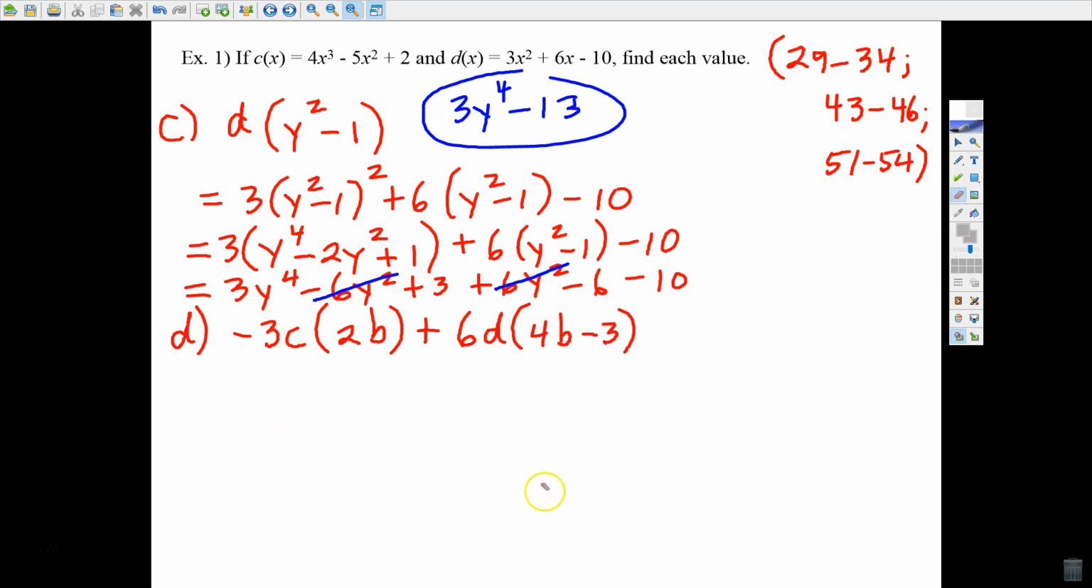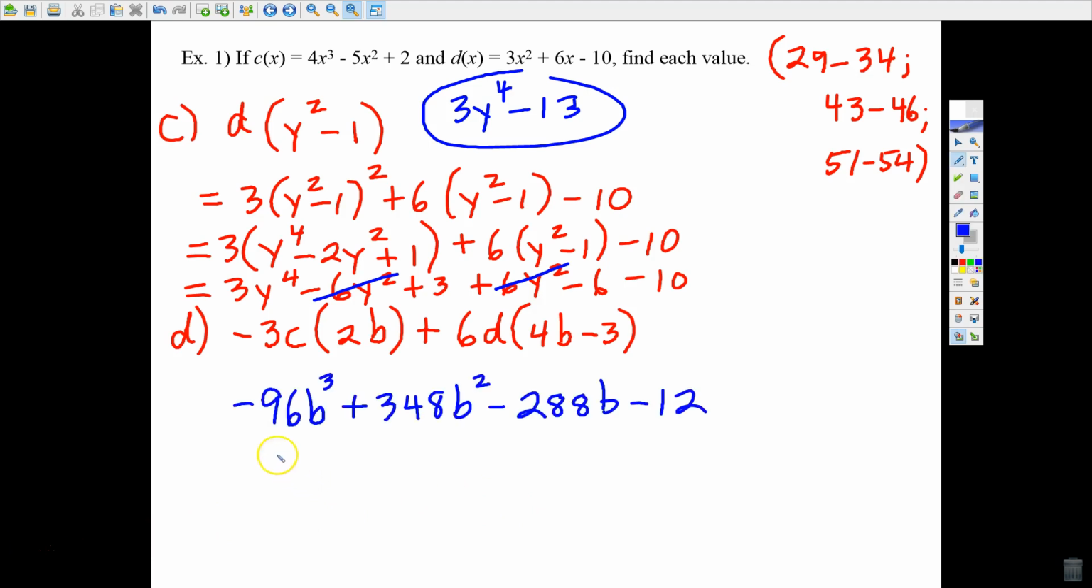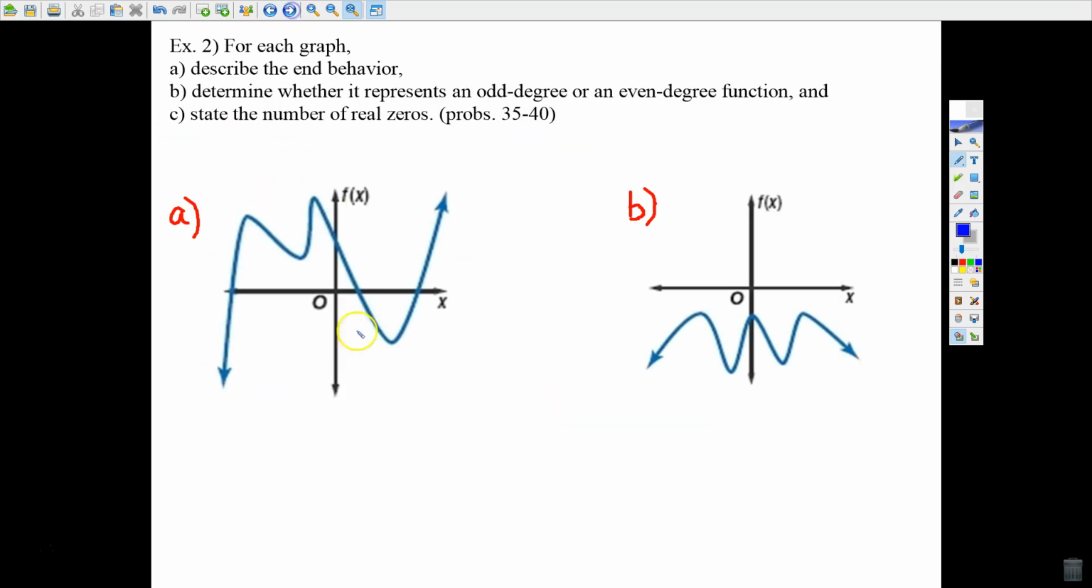Okay. I want you to try letter D on your own, and then we'll come back and see what you got. A little challenge. Okay, so you see there in blue the answer for example 1D. And let's move on to, I don't think we're going to need to do both of these. Some of this we haven't talked about, but it's a pretty simple concept.